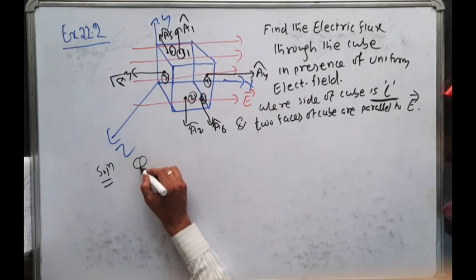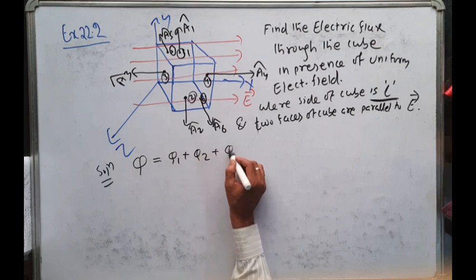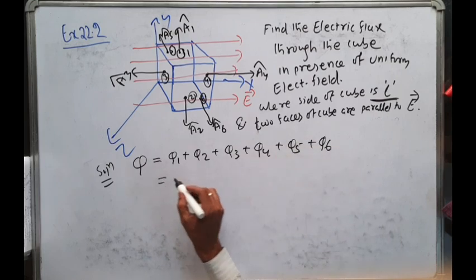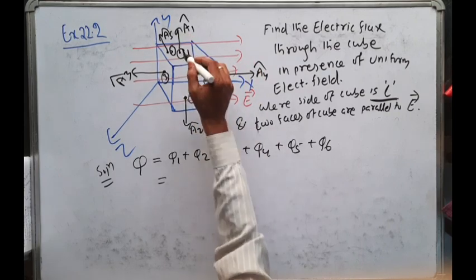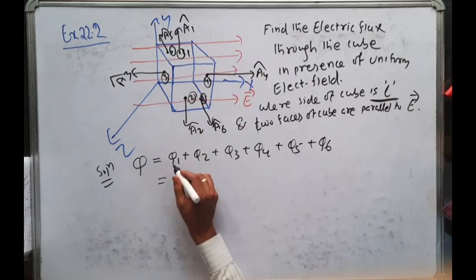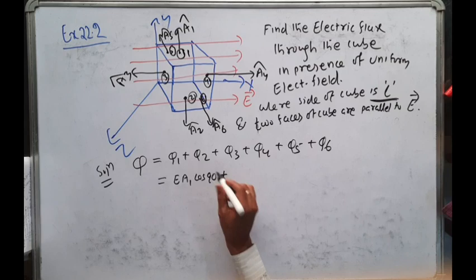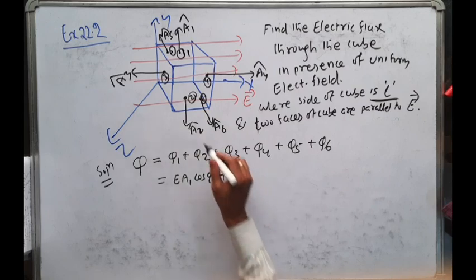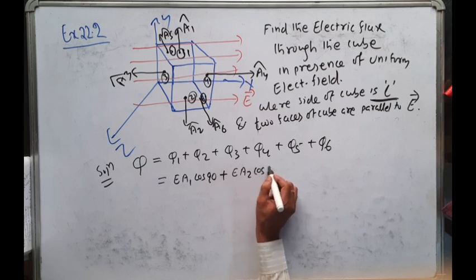Now what is the flux? The total flux is equal to the flux from the first surface, second, third, fourth, fifth and sixth. What is phi 1? Here the electric field is horizontal and the area vector is perpendicular. So for the first surface, the angle between the area vector and electric field is 90 degrees, so the flux is E A1 cos 90 degrees. What is phi 2? The electric field is horizontal, the area vector is perpendicular but downward. So theta is 90 degrees, and the flux in the second surface is E A2 cos 90.